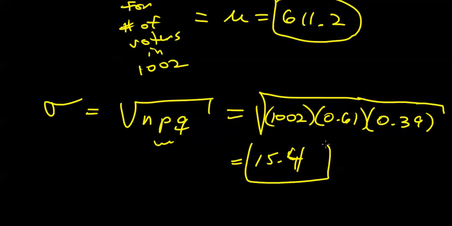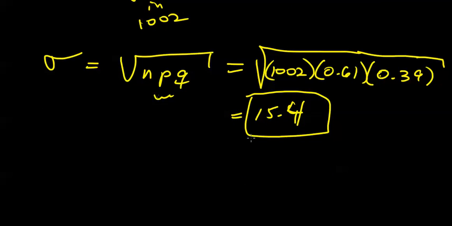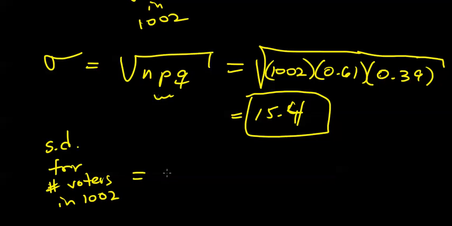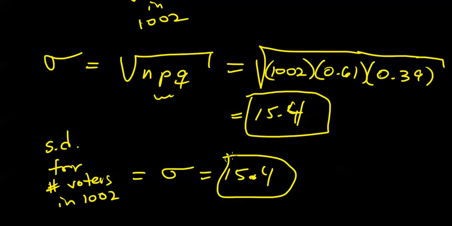All right, so that is my standard deviation for the number of voters in 1,002 adults. So let me write that down. SD for number of voters observed in 1,002 adults surveyed is going to be 15.4. Okay. So again, very simplified formulas in the binomial case. Let me get another layer because I want to answer part B in this question.